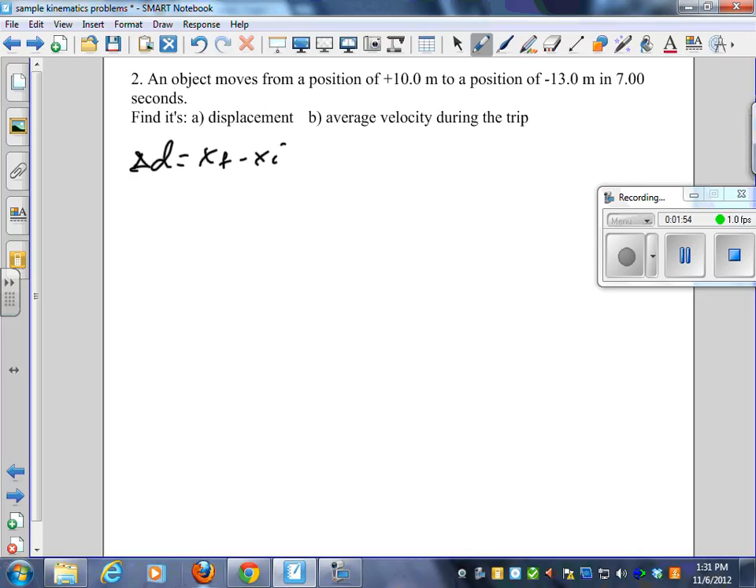We did number 1 already. I was doing number 1. The final position is -13. The initial position is +10, so it's subtract 10. I have a displacement then of -23. Hopefully that isn't too baffling for you.